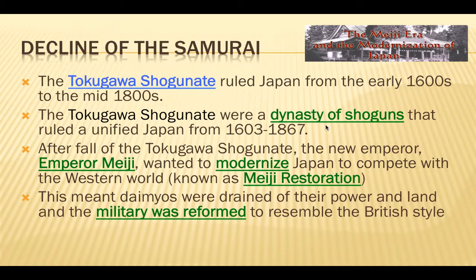Even here we see that the military was reformed to become more like the English, which you will also see in the movie The Last Samurai.